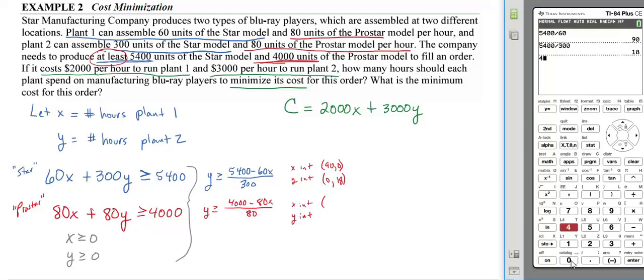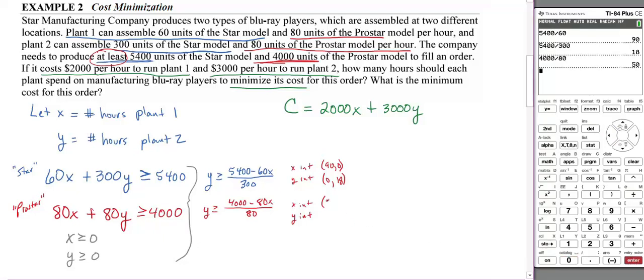Just take the 4,000 and divide it by 80. So for the x-intercept, I'm going to have (50, 0), and on the y-intercept, I'll have (0, 50).